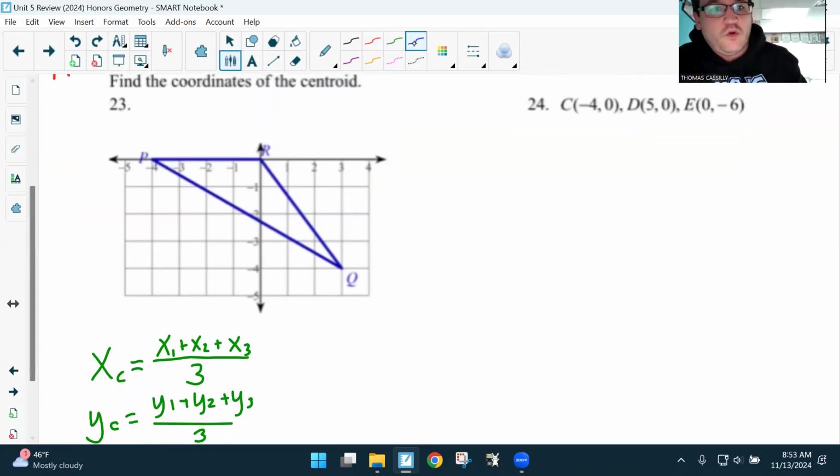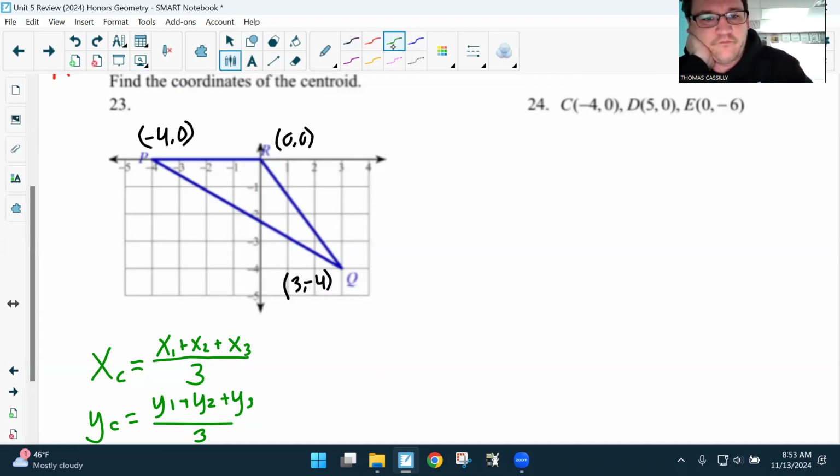We just need to figure out what are these ordered pairs here. So point P looks like we're at -4, 0. Point R, that's a nice one, we're at 0, 0. And then Q, we are at 3, -4. All right, so let's do this. I got -4 plus 0 plus 3, all divided by 3.